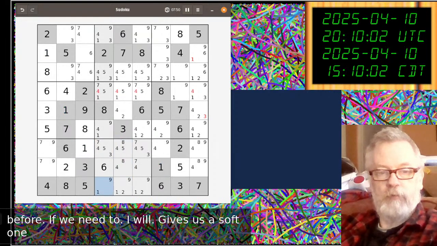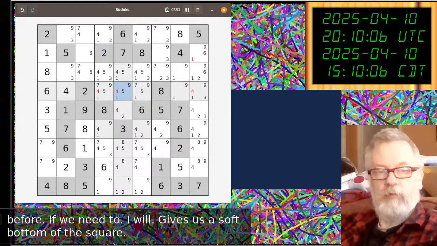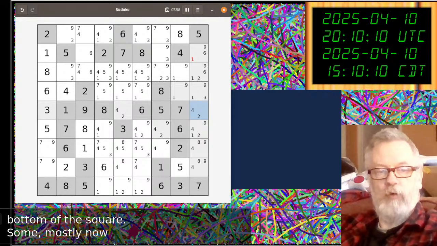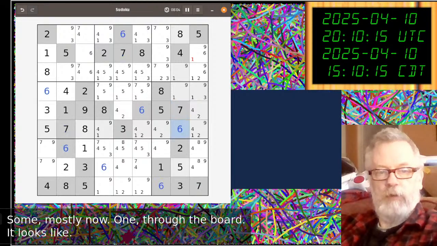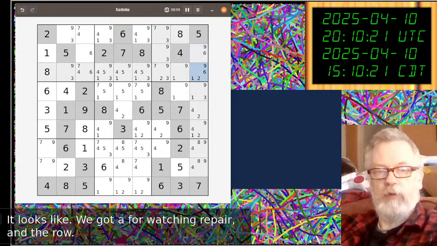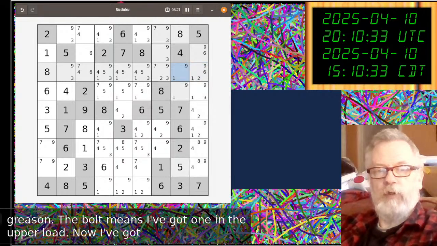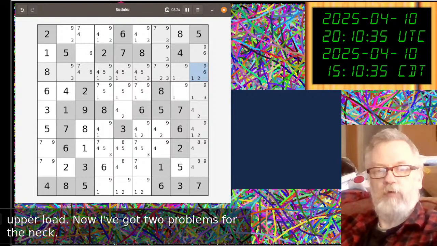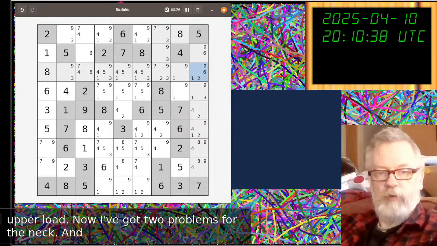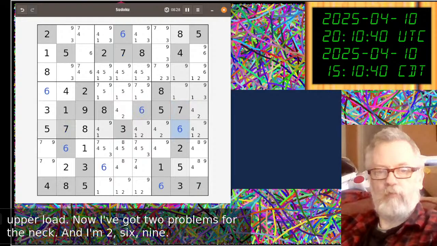Got some numbers to clean up through the board, it looks like. We got a 4-2 pair in the middle row. There's one there that doesn't have 1. That means I've got a 1 in the upper left. No, I've got 2 possible. Got a 1, 9, and a 1, 2, 6, 9 possibility. Oh well.